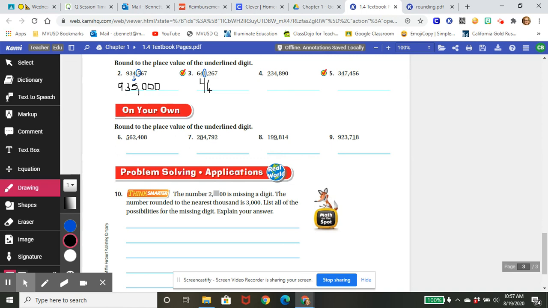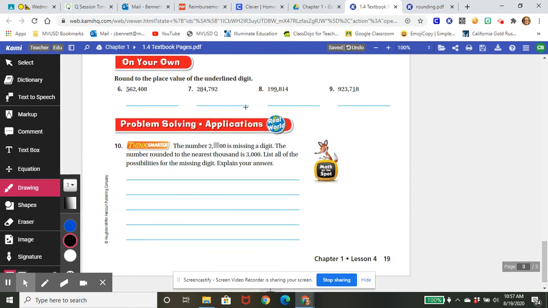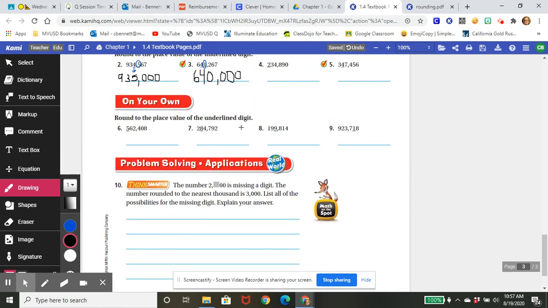The 1 turns into a 0, put the comma. The 2 turns into a 0. The 6 turns into a 0. The 7 turns into a 0. And all the numbers to the left, the 6 stays the same. So 641,267 is about 640,000. Okay. You are going to do 6, 7, 8, 9, and 10 on your own.